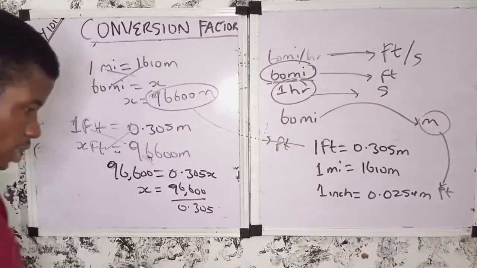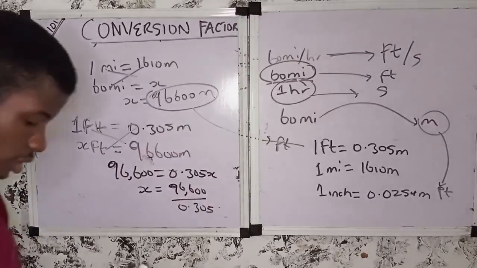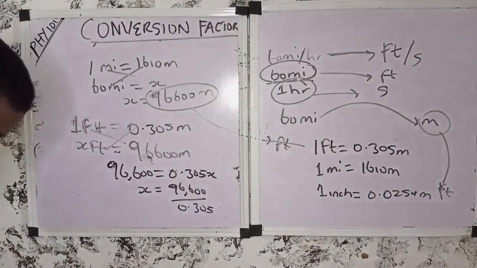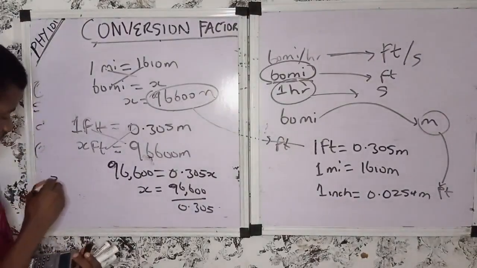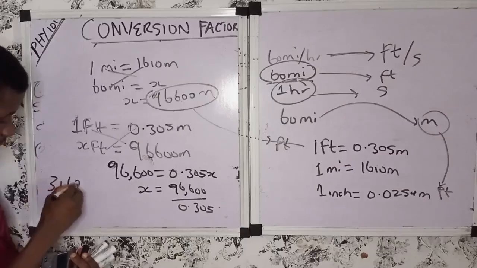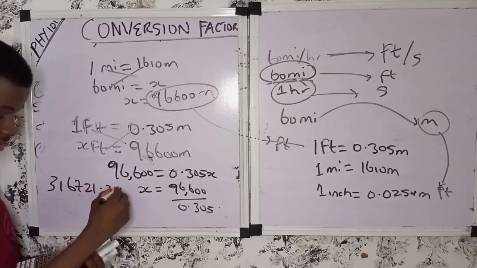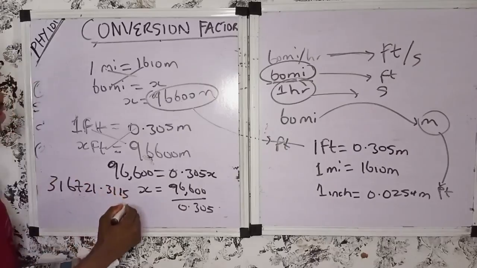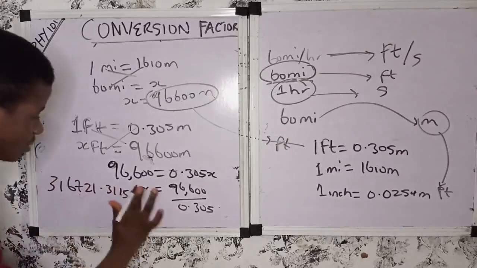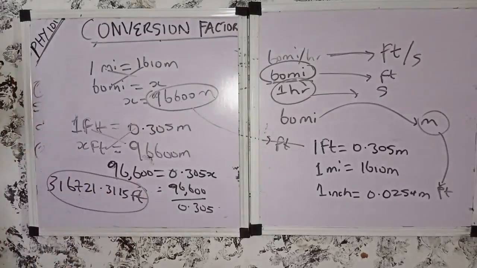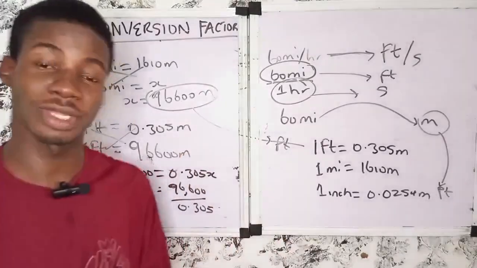96,600 divided by 0.305. So yes, our final answer is 316,721.3115 foot. Okay, so we are not done yet with our question.